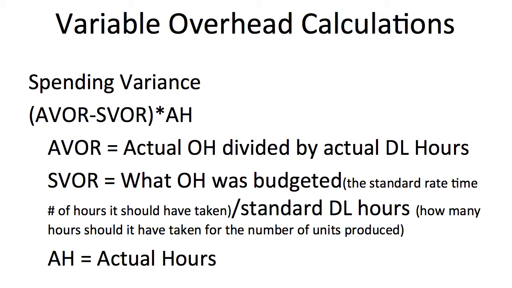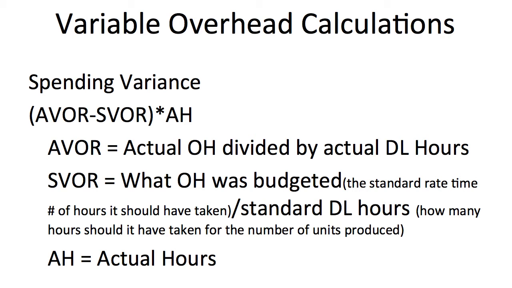The first one, spending variance: we're going to look at the actual variable overhead rate minus the standard variable overhead rate times the actual hours. Now this is pretty cut and dry. The actual variable overhead rate is the actual overhead that was spent, and this is provided in the exercise, divided by the actual direct labor hours. So this is the concept of the tried and true expense. How much did you actually spend on variable overhead? And then divide that by the actual direct labor hours to give you an actual variable overhead rate per hour.